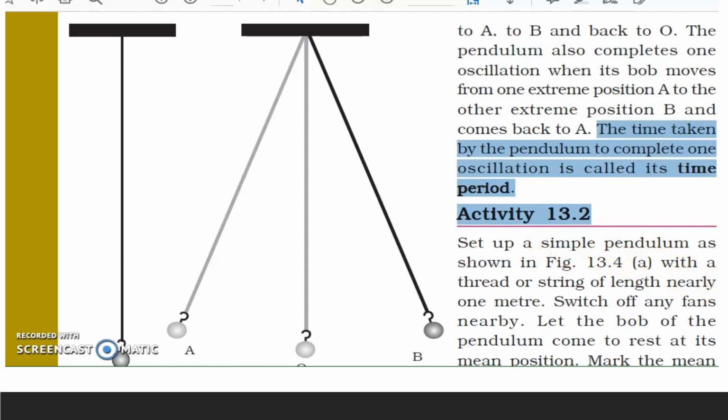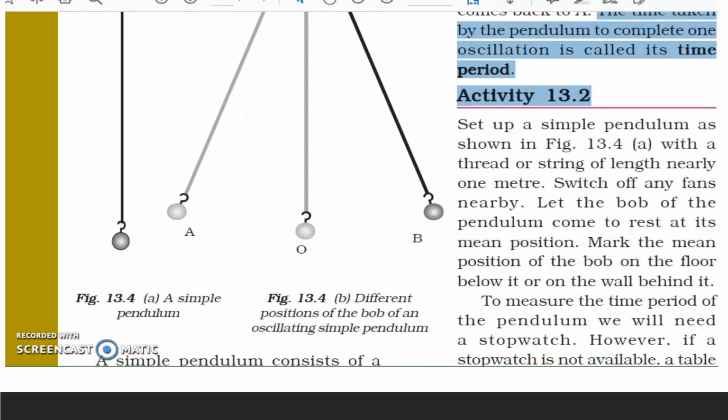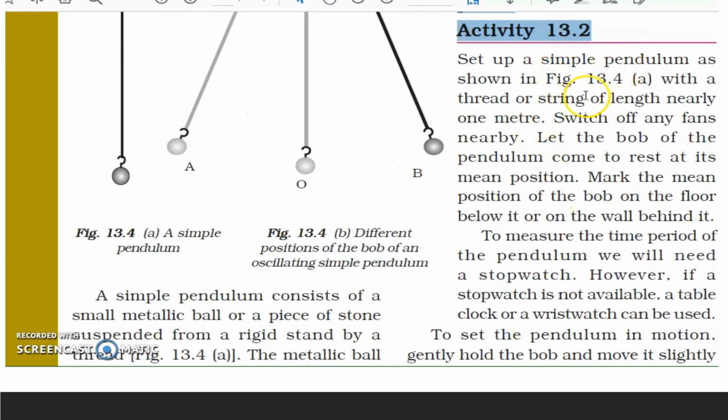Activity 13.2. What you are doing here: set up a simple pendulum as shown in figure 13.4 with a thread or a string of length nearly 1 meter. Switch off any fans nearby so that the motion of the pendulum is not affected by the fan. Let the bob of the pendulum come to rest at its mean position. Mark the mean position of the bob on the floor below it or on the wall behind it.